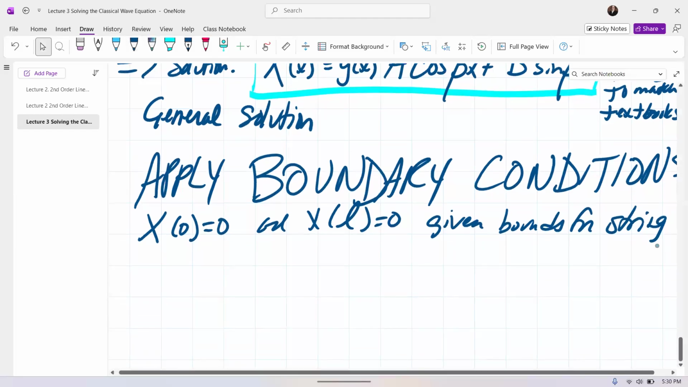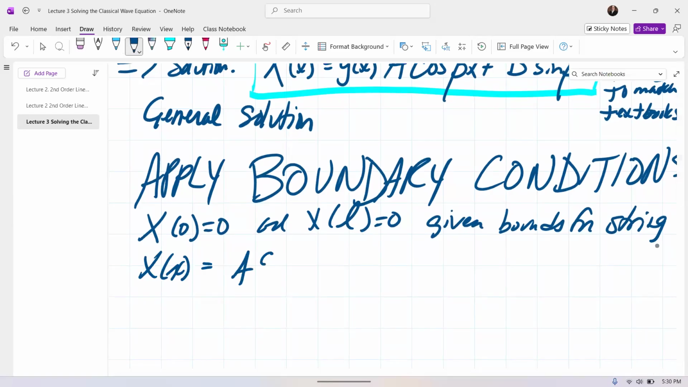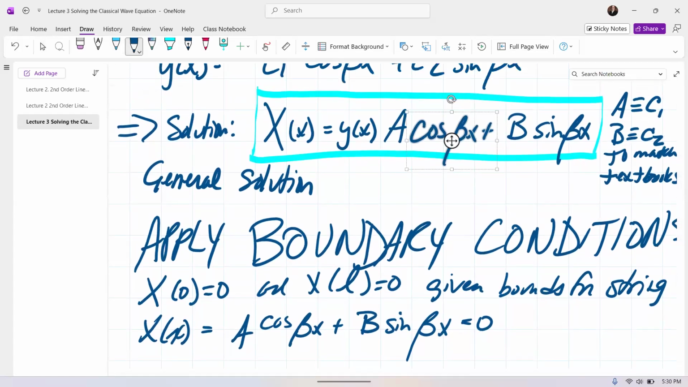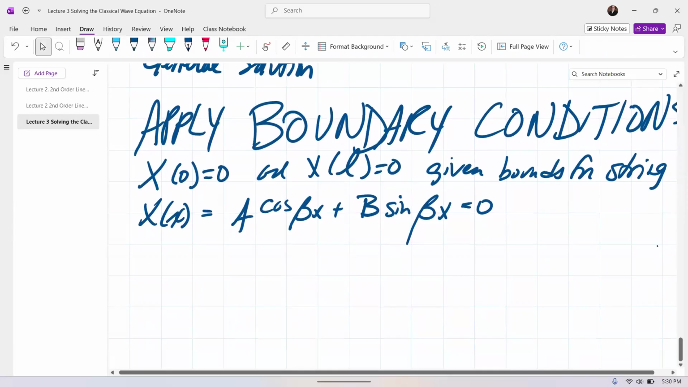We also need our general solution. X of x equals a cosine beta x plus b sine beta x equals 0. Yes, this is where we have a's and b's and betas mixed. These are not the same. This is b and that's beta. Just to be sure that you have that not mixed. This is the solution from above.